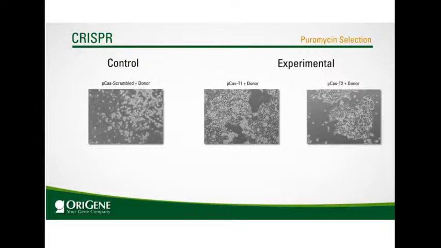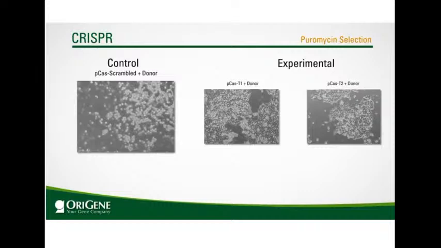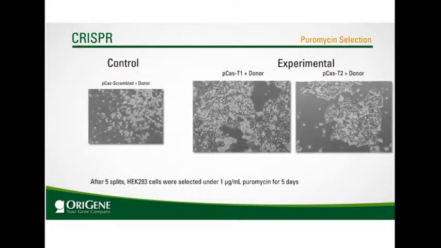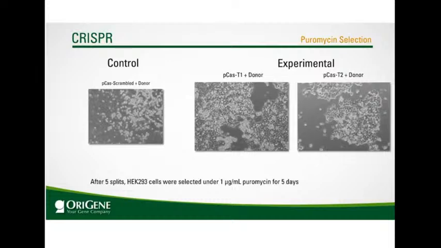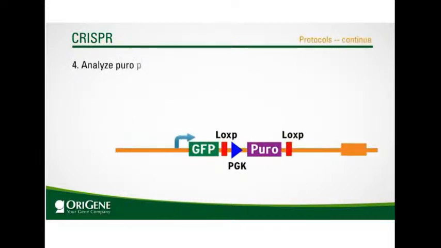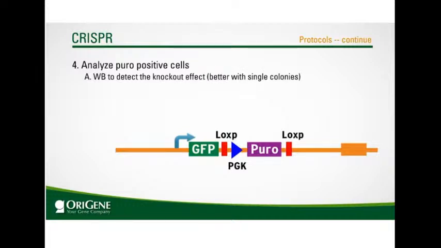5 days after puromycin selection of transfected HEK 293 cells, almost all cells in the 2 control transfections died. However, as expected, the co-transfection with the gRNA construct produced puromycin-resistant cells. The fourth step is to analyze the puromycin-positive cells to detect the knockout. If you have a good protein-specific antibody, you can use Western blotting to evaluate the knockout. It is best to use this method after isolating single colonies.